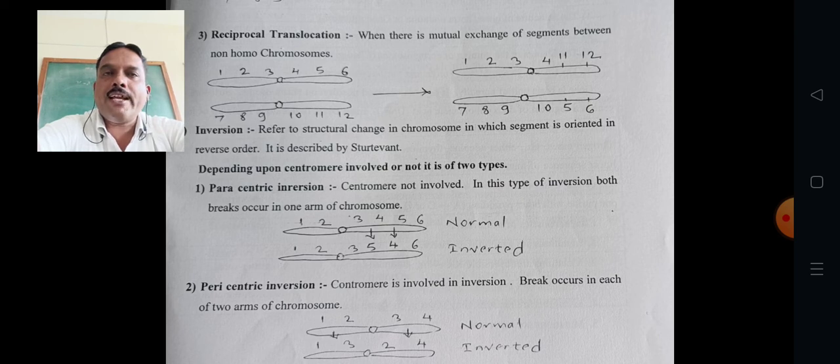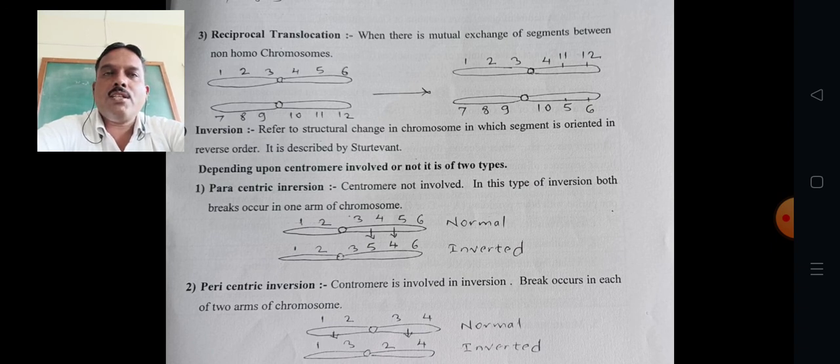The first type is paracentric inversion. In paracentric inversion, the centromere is not involved, and the breaks occur on only one arm. For example, in the figure, on the first arm genes 1 and 2 are present, and on the second arm 3, 4, 5, 6. That is the normal position of the genes on the chromosome. But when inversion occurs, the breaks occur on only one arm, here the second arm.